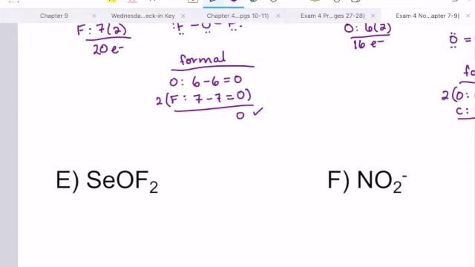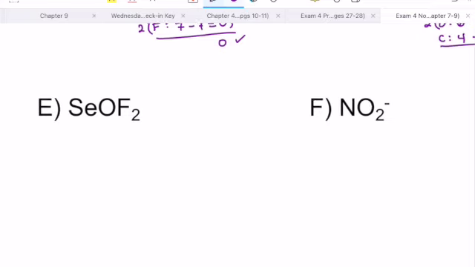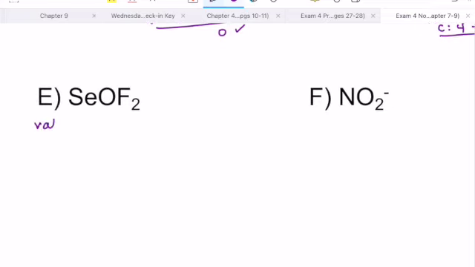Good. All right, now let's look at SeOF2 and NO2 minus. The first thing that we always do is we're going to count our valence electrons. So let's get started on counting valence electrons. So selenium has 6. It's in the same column as oxygen. Oxygen has 6. And fluorine has 7. There are 2 of those for a total of 26. Yeah? Okay, I'm bad at mental math, so.